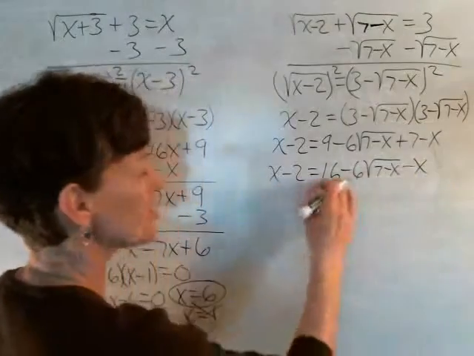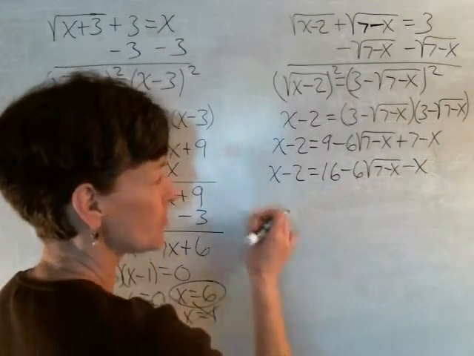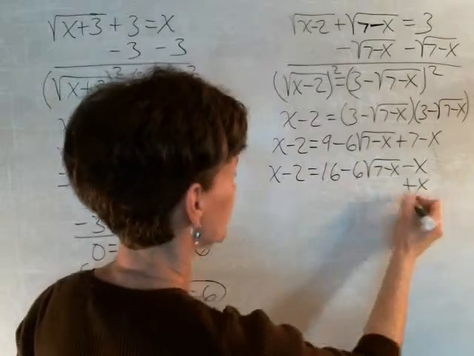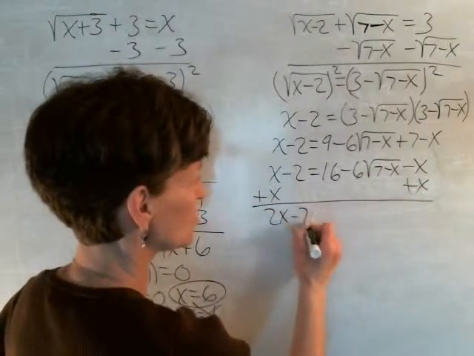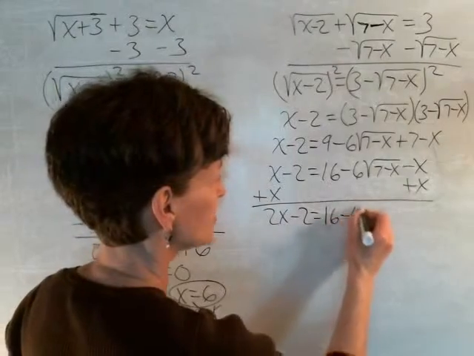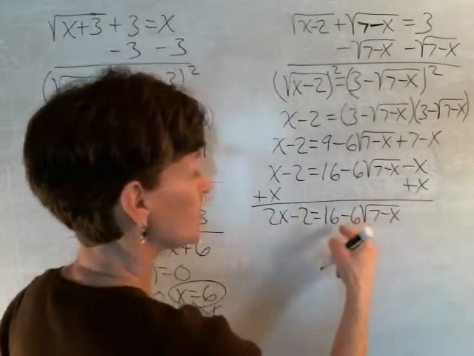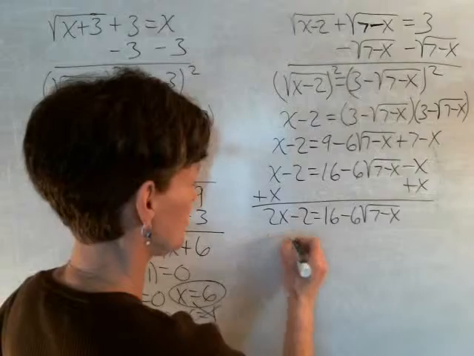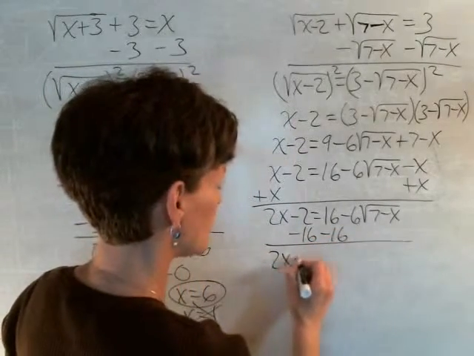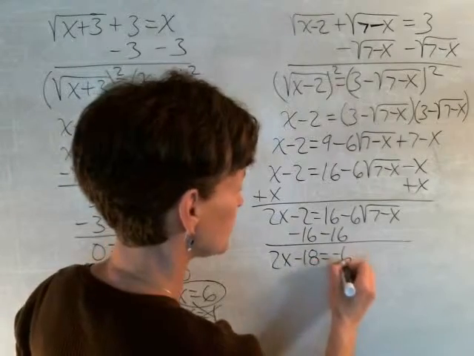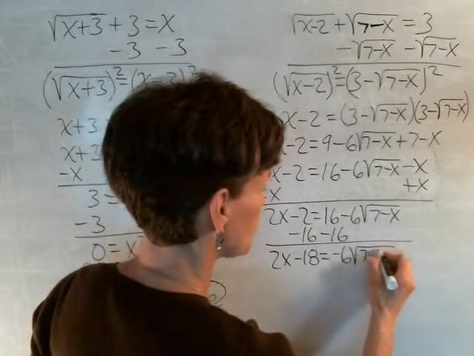Now, I want to get everything but this square root term on the other side. So I'm going to add x to both sides. And I will have 2x minus 2 equals 16 minus 6 square root of 7 minus x. And then I'll subtract 16 from both sides. All right, so now I have 2x minus 18 equals negative 6 times the square root of 7 minus x.